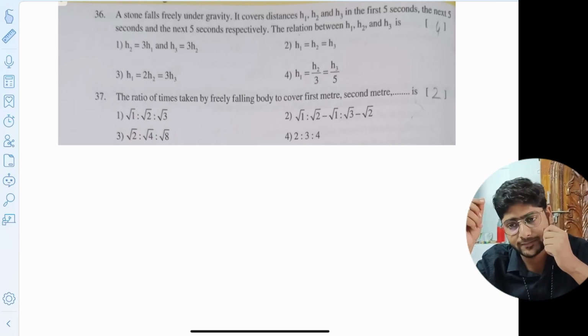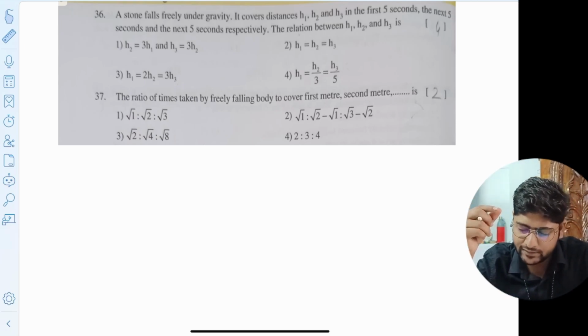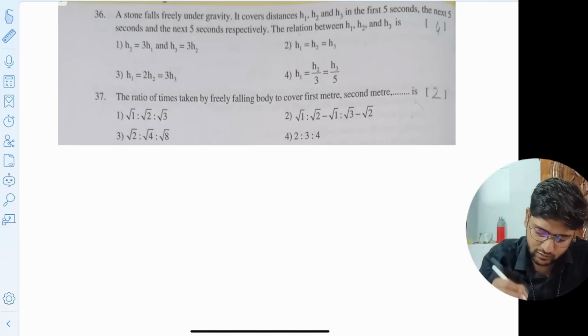So question number 36. A stone falls freely under gravity. It covers heights h1, h2, h3 in the first 5 seconds, the next 5 seconds, the next 5 seconds. What is the relation between h1, h2, and h3? So what is going on?